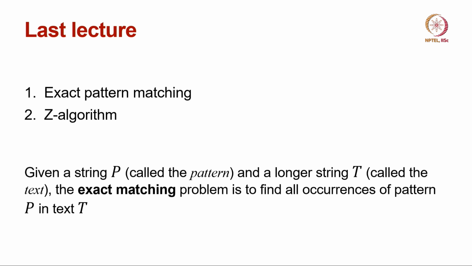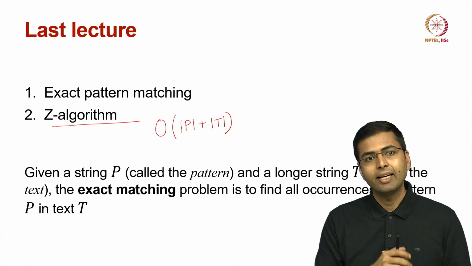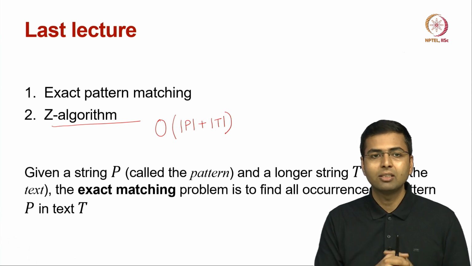In the last lecture, we attempted to solve this problem using the Z algorithm, so the runtime complexity of the algorithm was linear in the pattern and the text size. So, for the Z algorithm, we solved the exact pattern matching problem in order P plus order T, that is linear in the pattern size plus the text size. The key building block of the Z algorithm was this concept known as the Z array. Once we defined the Z array, then solving the exact pattern matching problem was straightforward.